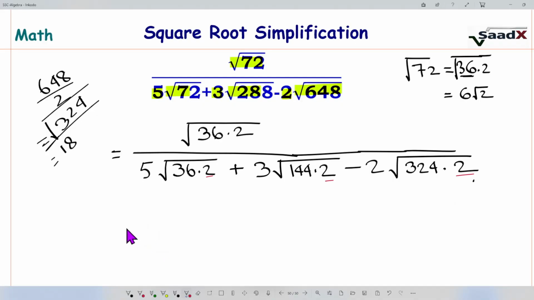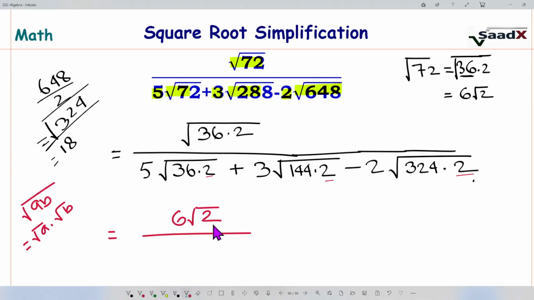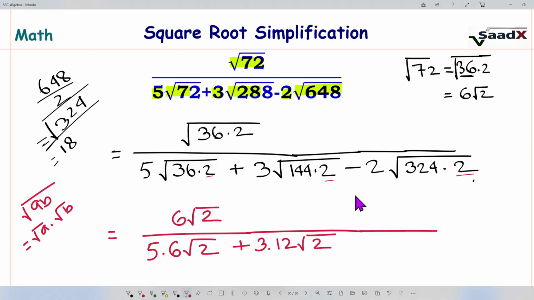Now we will simplify step by step. First, root 36. We know root AB means root A times root B. We can do this. So root 36 is 6 and here root 2. Then 5 times root 36 is 6 and here root 2. Plus here is 3. 144 is a perfect square, which once we take the square root we will get 12 and root 2, right? Minus 2.